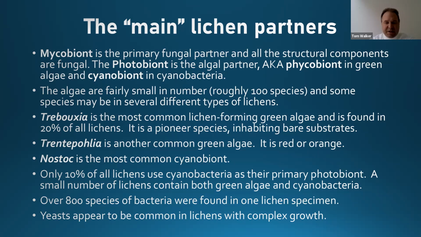Nostoc is the most common cyanobiont, which you really won't see here on Cape Cod. Only 10% of all lichens use cyanobacteria as their primary photobiont. A small number will use both green algae and cyanobacteria. There were over 800 species of bacteria found in one lichen specimen. Yeasts appear to be common in lichens with complex growth.